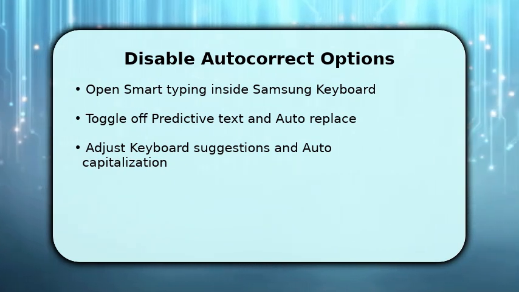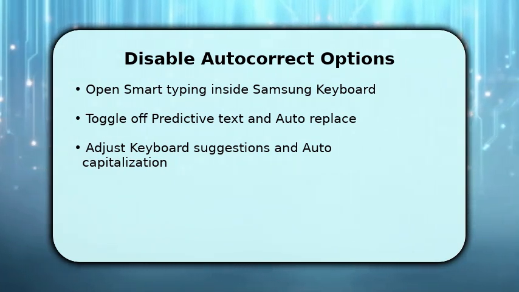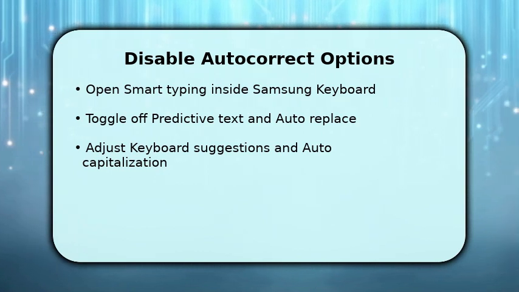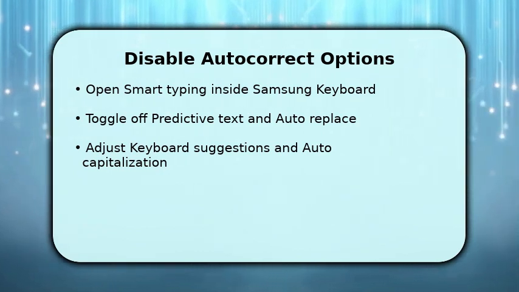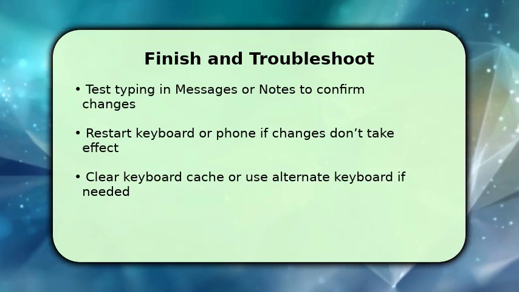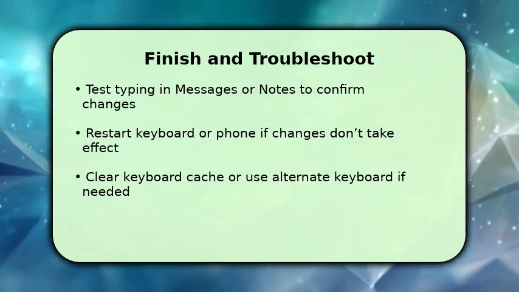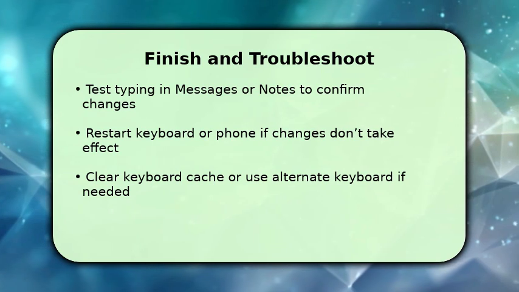Doing each toggle separately helps you test behavior incrementally, so you can reverse changes quickly if a setting affects typing differently. You finish by testing typing in messages or notes to verify autocorrect is off. Open an app and type several words casually.